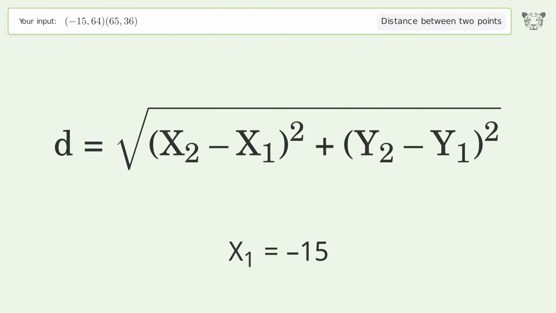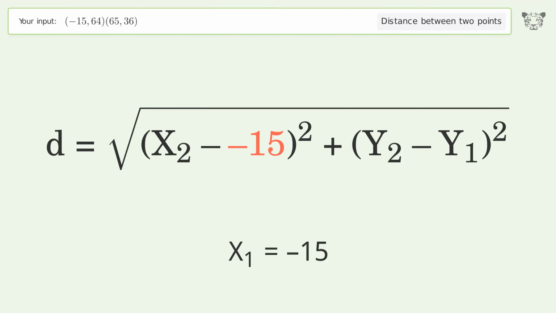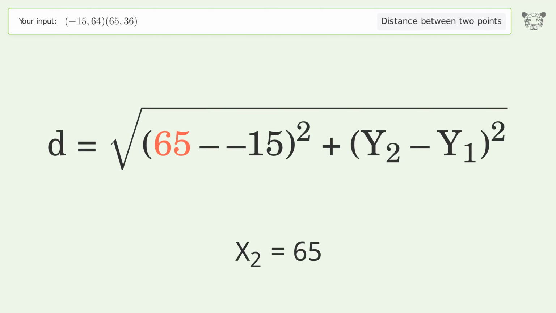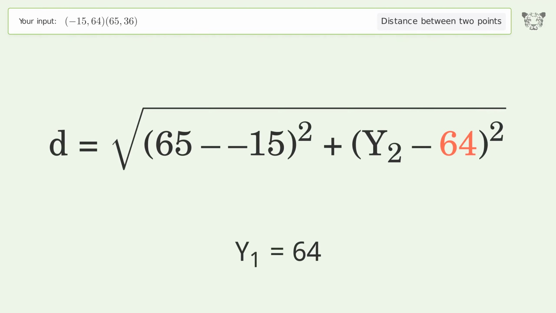x1 equals -15. x2 equals 65. y1 equals 64. y2 equals 36.